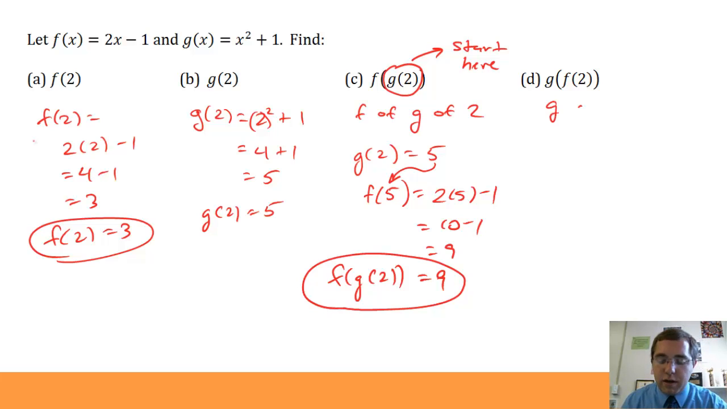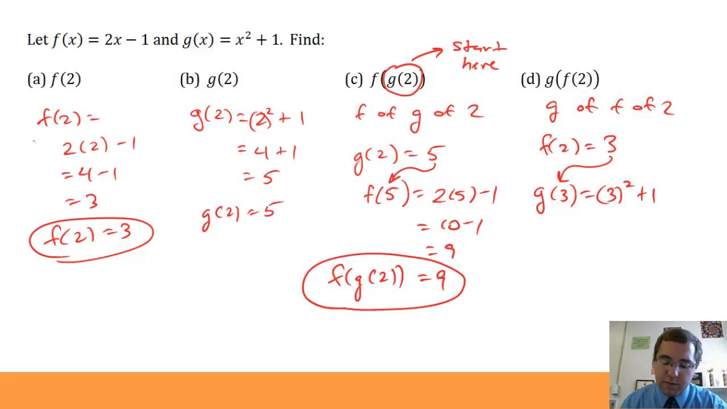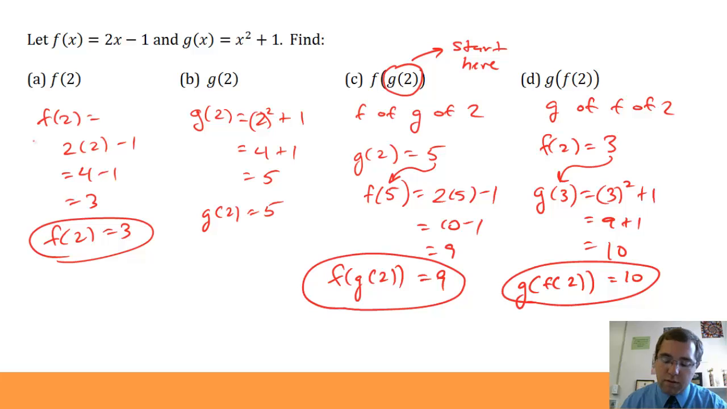So in part D, we're doing the opposite. We're doing g of f of 2. We already know f of 2 equals 3. That's what we got in part A. Now we're going to take 3 and plug it into g. We're going to do g of 3. So g of 3 is 3 squared plus 1, which is 9 plus 1, which is 10. So g of f of 2 equals 10.